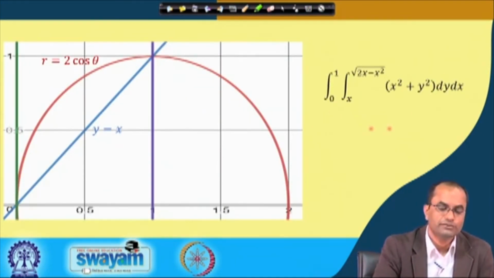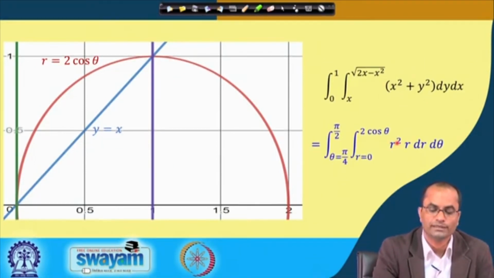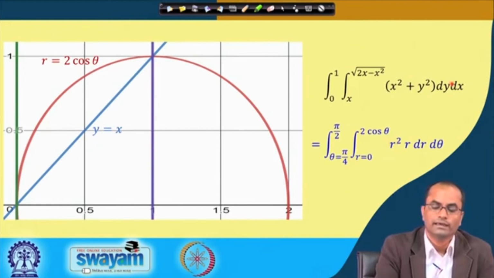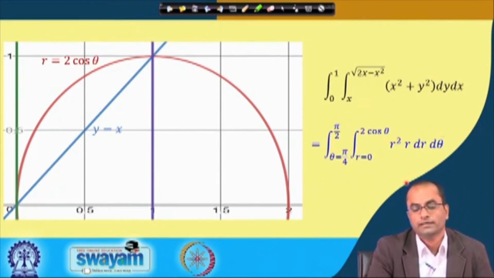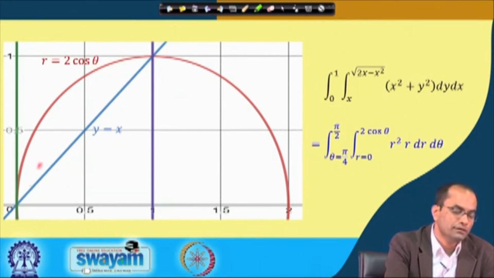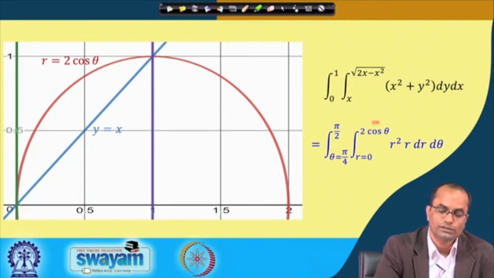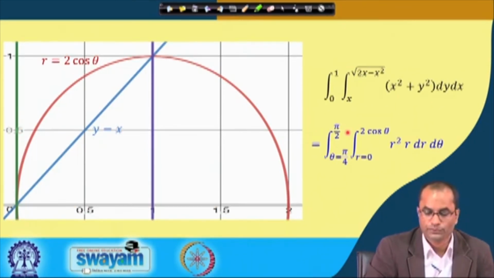So, this integral which was originally given will be converted to this r square for x square plus y square, and dy dx or dx dy will become r dr d theta, with limits of r from 0 to this circle, that means 0 to 2 cos theta, and then theta is equal to pi by 4 to pi by 2.